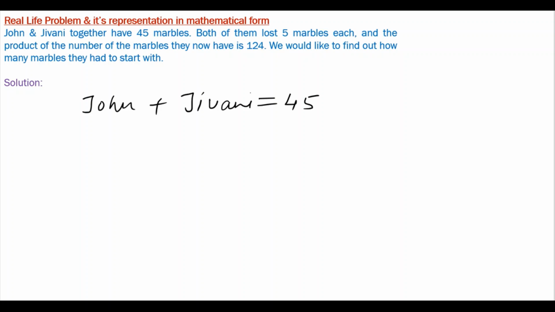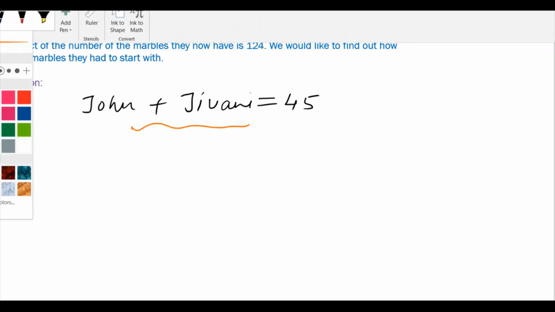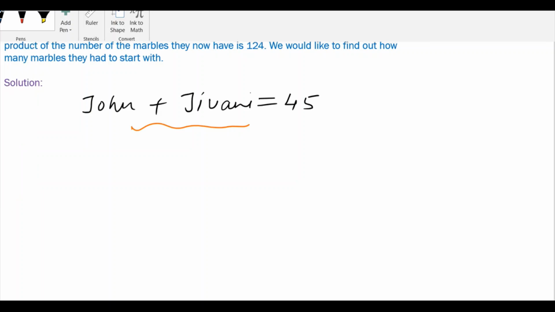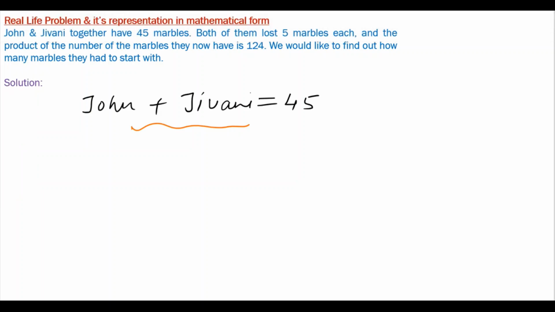Okay, now let's take another example. John and Giovanni together, they have 45 marbles. So I have written John and Giovanni together, they have 45 marbles. Okay, now both of them lost 5 marbles each, and the product of the numbers of the marbles they now have is 124. Okay, after losing whatever number of marbles they are left with, product of those numbers is 124. We would like to find out how many marbles they had to start with.